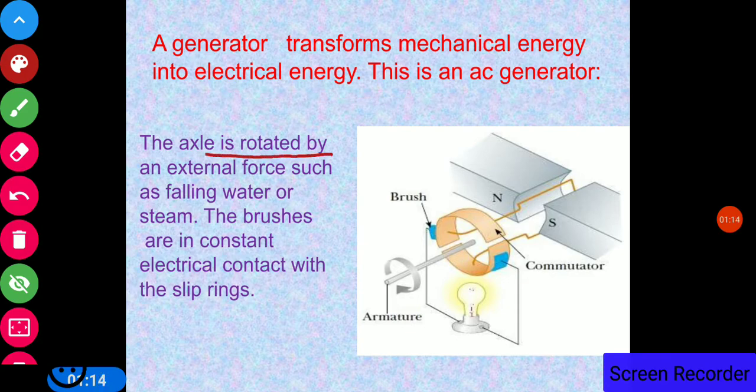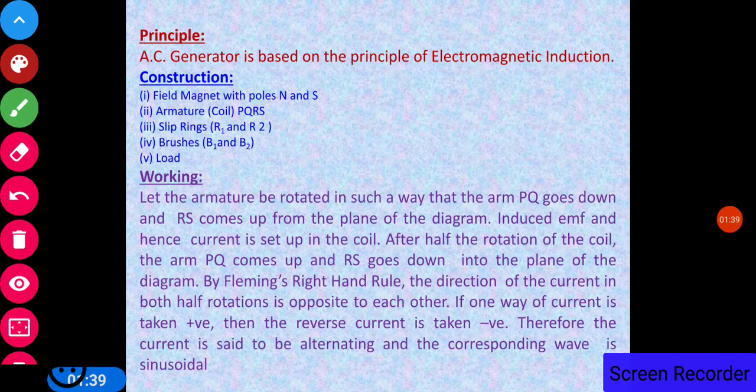When the axle is rotated by an external force such as falling water or steam, the coil is rotated in between the strong magnets. The brushes are in constant electrical contact with these two slip rings. Then the alternating current is generated. So now let us discuss the principle. The AC generator is based on the principle of electromagnetic induction.